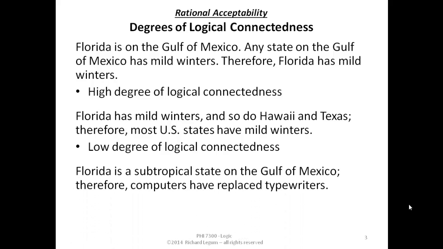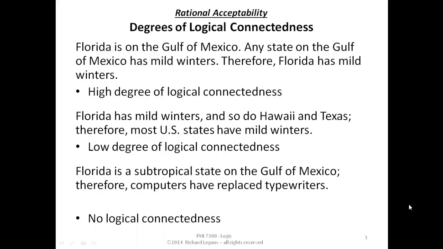And finally, we talk about arguments like: Florida is a subtropical state on the Gulf of Mexico, therefore computers have replaced typewriters. Now, I hope you don't spend a lot of time talking with people who give arguments like this one, but we do hear some.